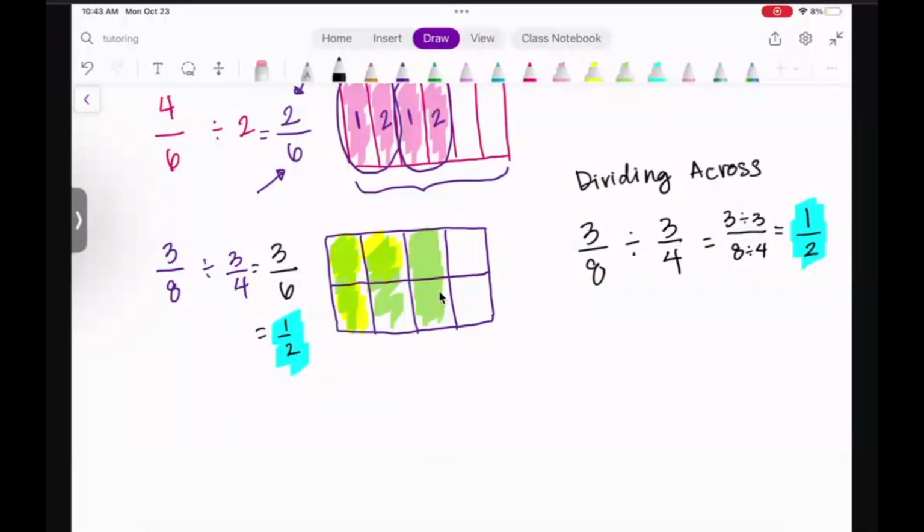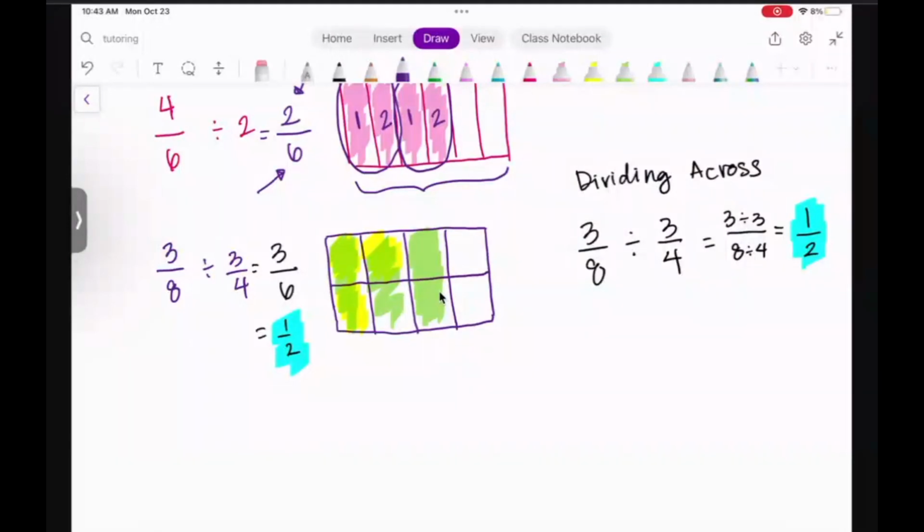And the reason why it doesn't work for all the time is because 8 divided into 4, or 4 divides 8 nicely. But if 4 didn't divide 8 nicely, then you would get a fraction on the bottom, and then that's just a different mess.